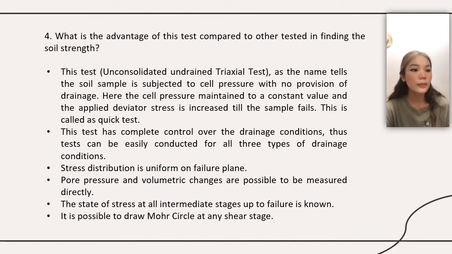Second, this test has complete control over the drainage conditions. Thus, tests can be easily conducted for all 3 types of drainage conditions. Number 3, stress distribution is uniform on the failure plane. Pore pressure and volumetric changes are possible to be measured directly. The state of stress at all intermediate stages up to failure is known. Last but not least, it is possible to draw the Mohr circle at any shear stage.